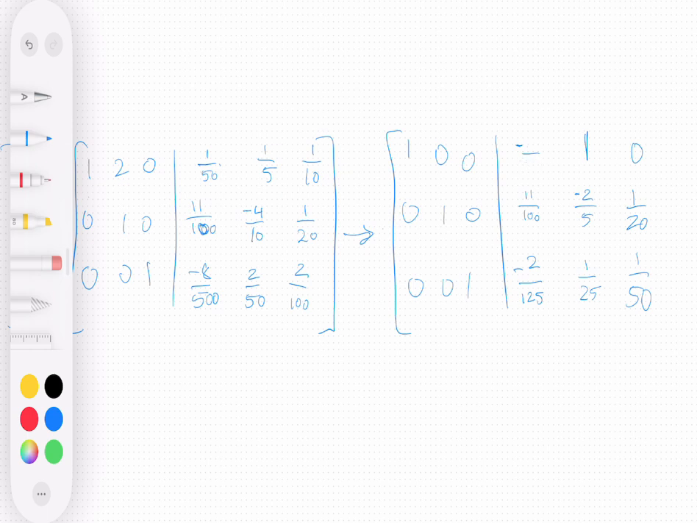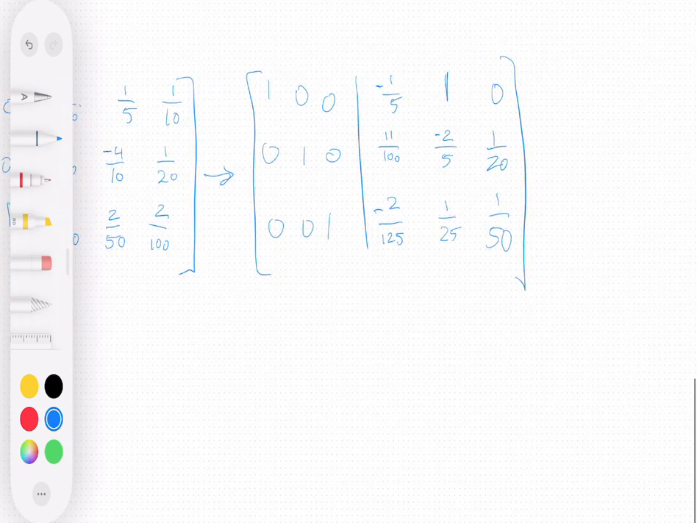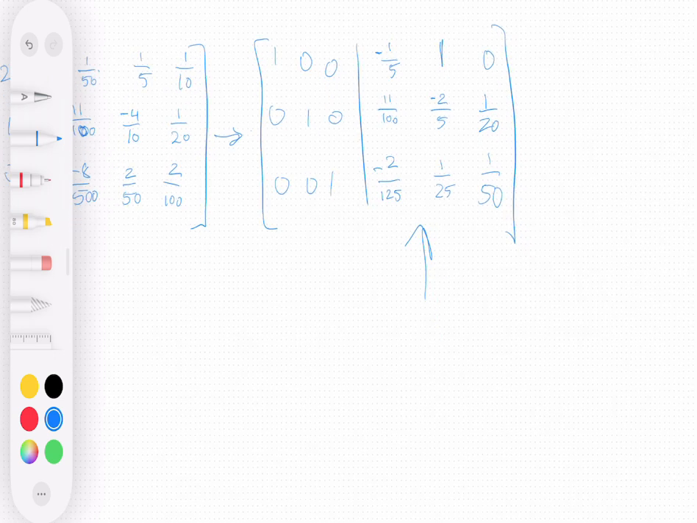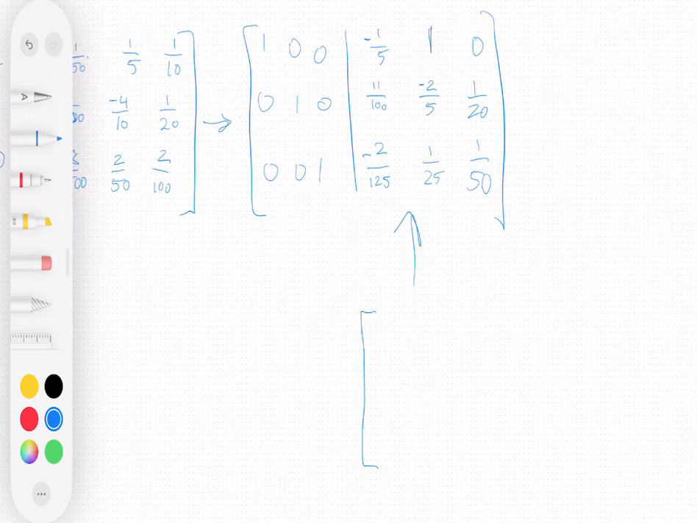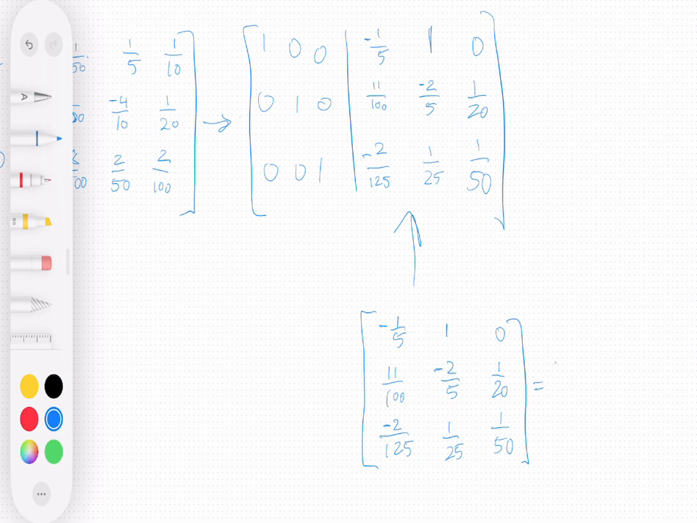So let's go ahead and write that down. And now we're done. We finally have our change of basis matrix, which will be these 3 vectors we have right here in one matrix. So negative 1 over 5, 11 over 100, negative 2 over 125, 1, negative 2 over 5, and 1 over 25, and 0, 1 over 20, 1 over 50 equals P for C of B.